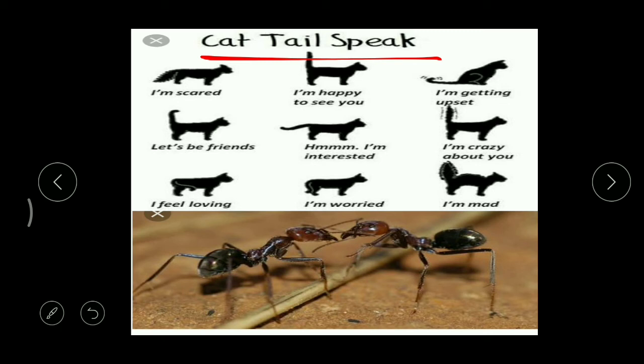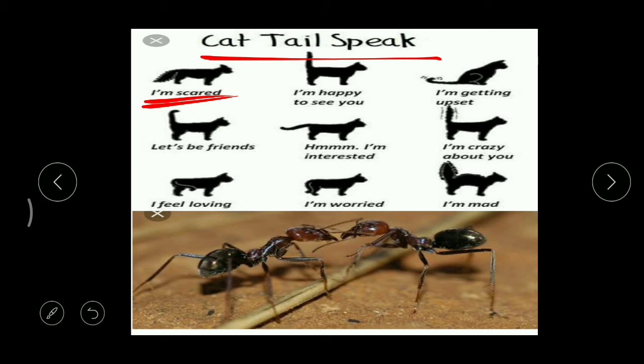You can find 9 pictures, and in all these 9 pictures, there's a cat's tail showing different signals. When you observe this first picture, this kind of signal means it is in a scared condition. Scared means threatened condition.